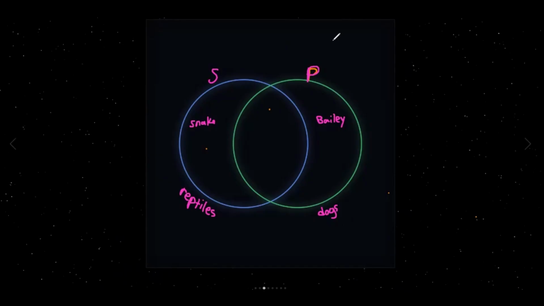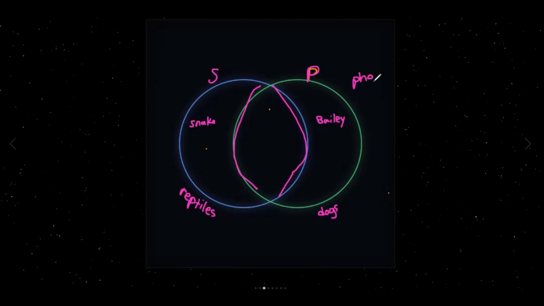So, if everything within the green circle is a dog and everything within the blue circle is a reptile, that means this crescent-shaped region of space represents all of the reptiles that are not dogs. This middle lens-shaped region of space represents everything that's both reptile and dog. And this right-most crescent-shaped region of space represents everything that's a dog that's not a reptile. And again, the outside region represents anything that's neither reptile nor dog.